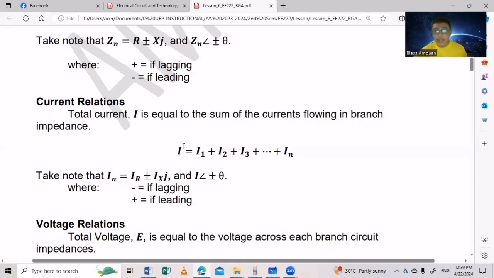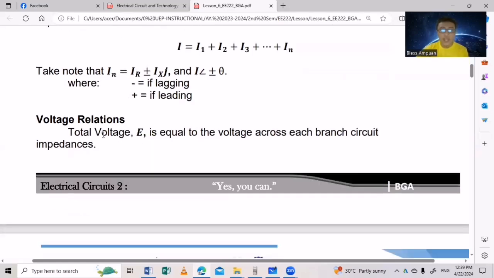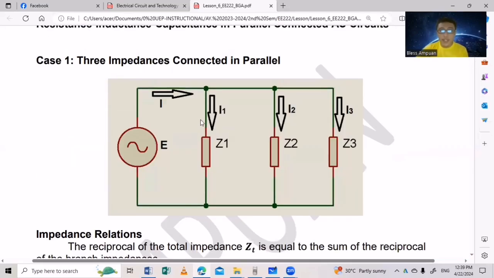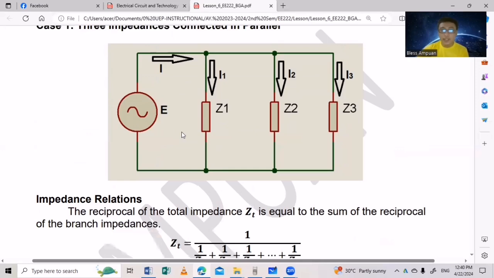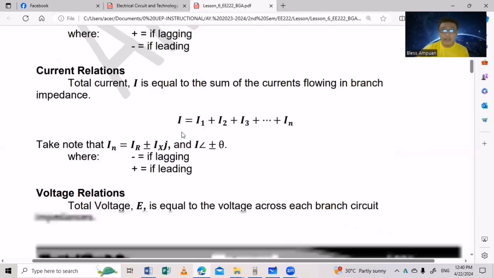Okay, so take it with that. Do not add only the magnitude. There should be a phase angle involved for each current. Now for our voltage relation, we know that in our circuit they are all connected in parallel with each other, which means that the voltage drops across them are equal, depending on the voltage supply.